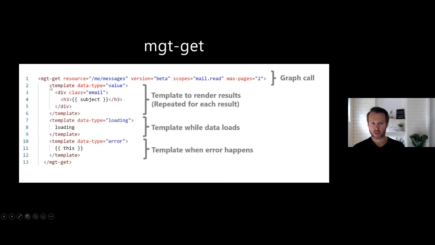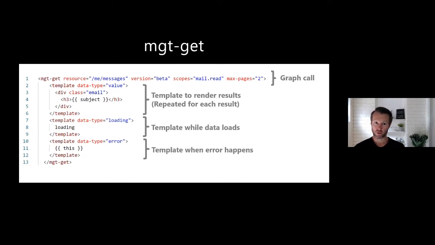Now, we mentioned this briefly when I said you could override the default templates that some of the other components use. In the case of MGT get, there is no default template, because it's not bound to any particular data set inside the graph, it does not know how to render it. So that's the other critical part we need to specify for MGT get.